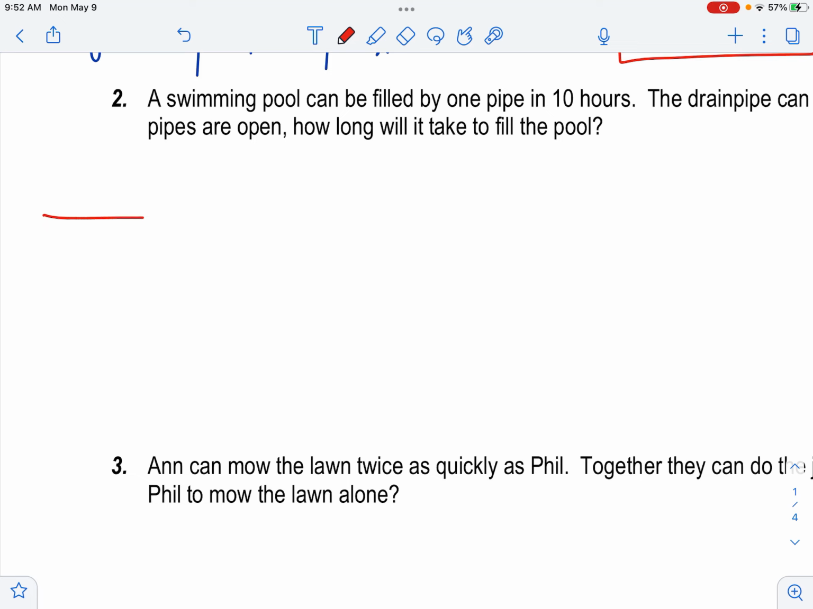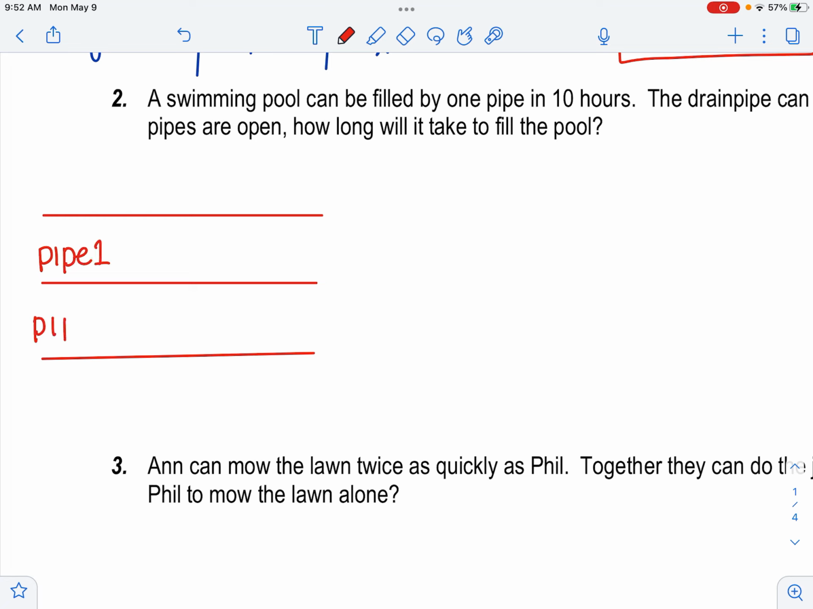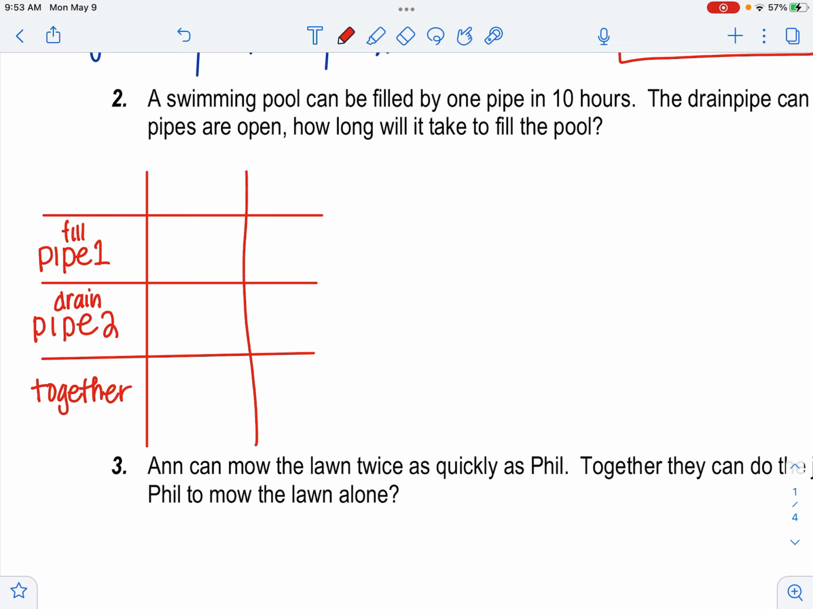All right, so once again, we're going to do our chart here. And instead of names, we will say the filling pipe and the draining pipe, or pipe 1 and pipe 2, however you want to word it. Okay? So I will call it pipe 1 and pipe 2. And then together. So remember, this pipe 1 is filling it, and this one is draining, unfortunately. It should not be open if you're trying to fill a pool, right? All right, so then our first column is still time, and then parts done in 1 hour for our second column.